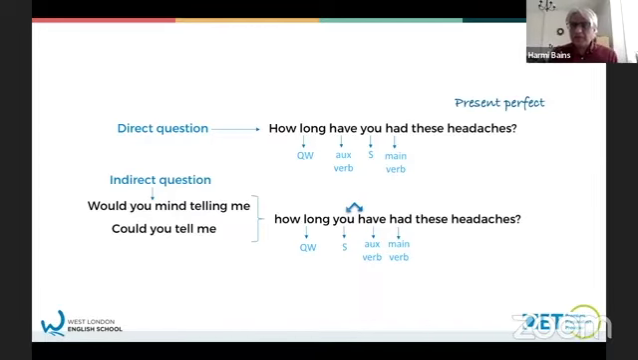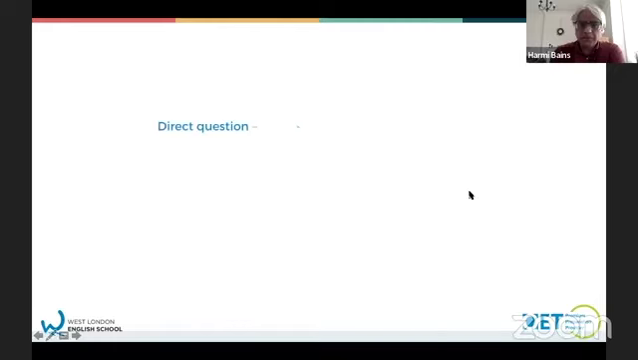You have had, or you've had, if you use the contraction. And remember, when you're speaking, it's fine to use the contractions. You wouldn't do that when you're writing, but in a speaking exam, it's fine to use the contractions. So that's the present perfect. So this time we're changing the subject with the auxiliary verb. Let's look at one more example.